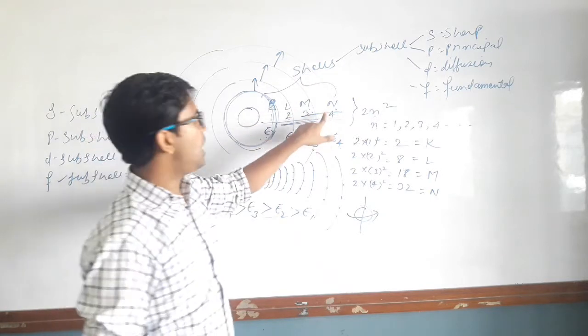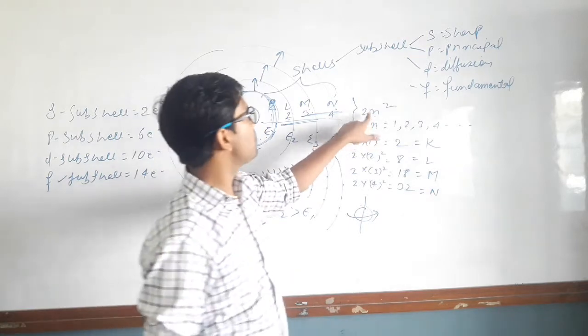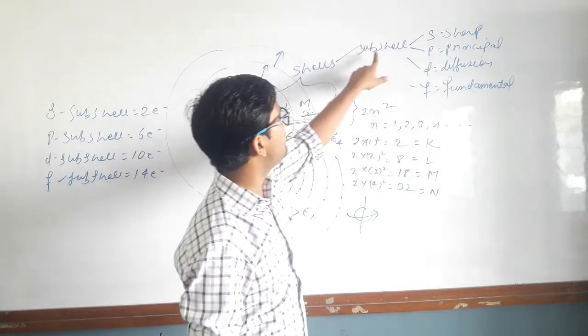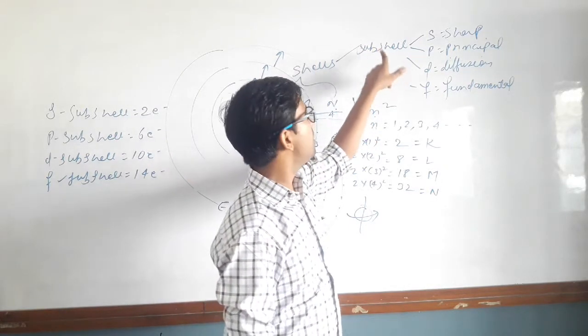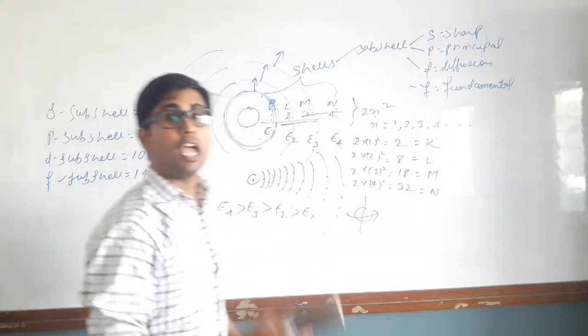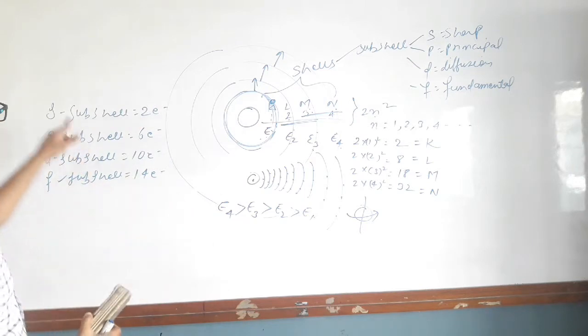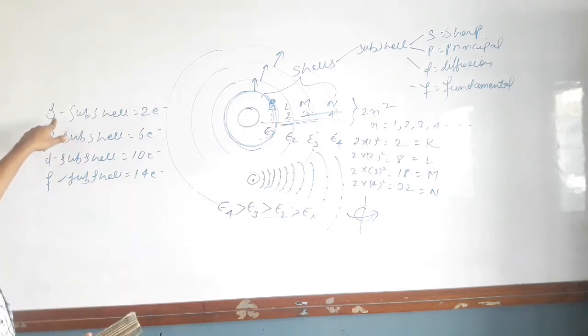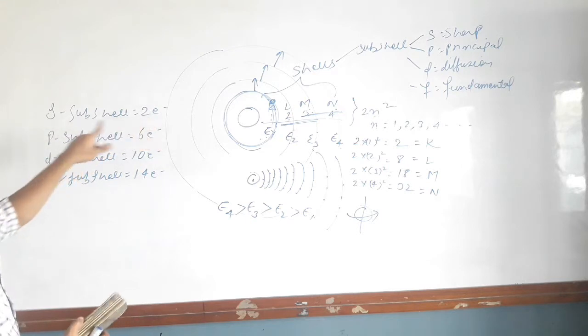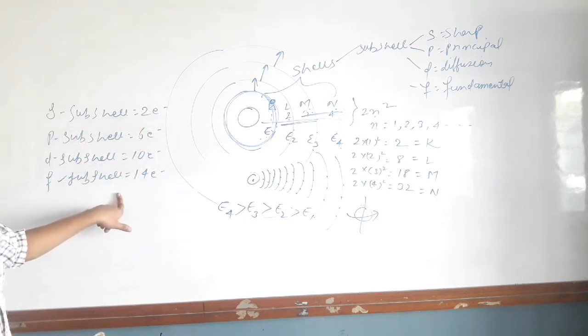These are shells, and to know the exact number of electrons we use the 2n square formula. And the shells had many types which we call subshells, and subshells had many types: S, P, D and F. And how many electrons can S, P, D, F contain? I told you that the S subshell can hold 2 electrons, P subshell can hold 6, D subshell can hold 10, F subshell can hold 14.